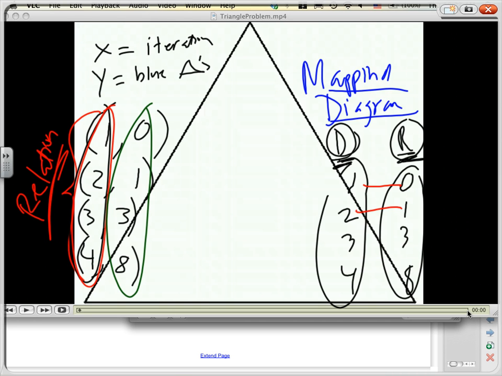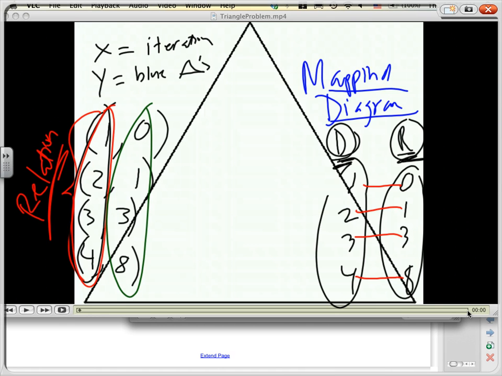What else is linking? 2, 1. What else? 3, 3. What else? 4, 8. This is called a mapping diagram. So I'm taking a point, instead of just representing it using parentheses, x comma y, close parentheses, this is just another way to represent that set of data points. Okay, any question on a mapping diagram?